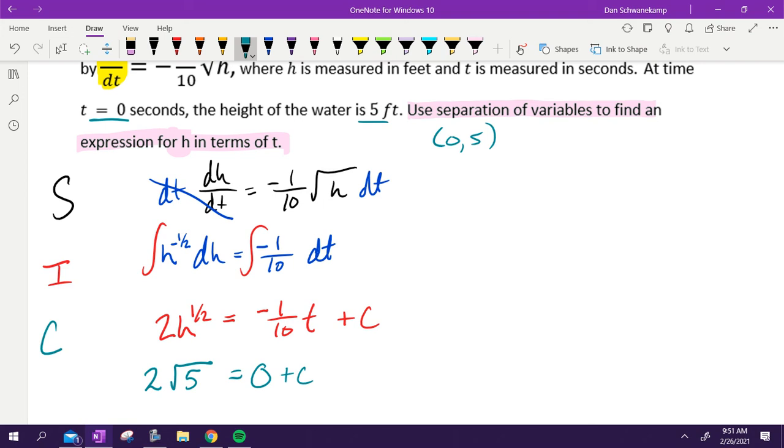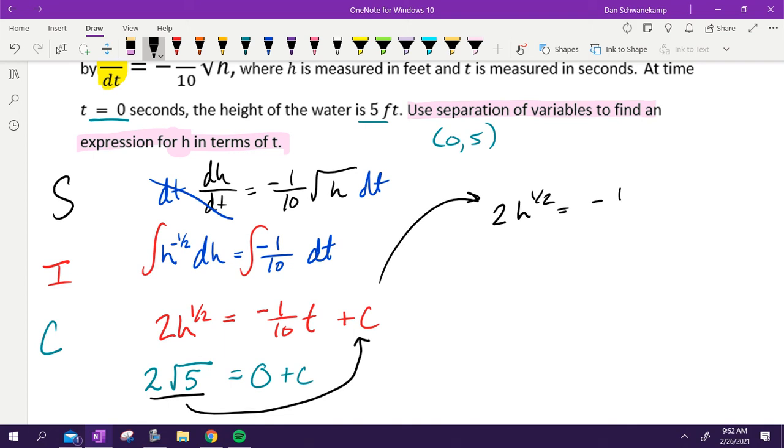Good to there. That's 4 points. Again, it's a 5-point question. I'm already up to 4. Even if you're bad at the last part, that is where most of my points are coming from. Now that I've done that, now I can actually solve. So we're plugging back in. We are taking this and plugging it in right there. So we're going to get 2 h to the 1/2 equals negative 1/10 t plus c.